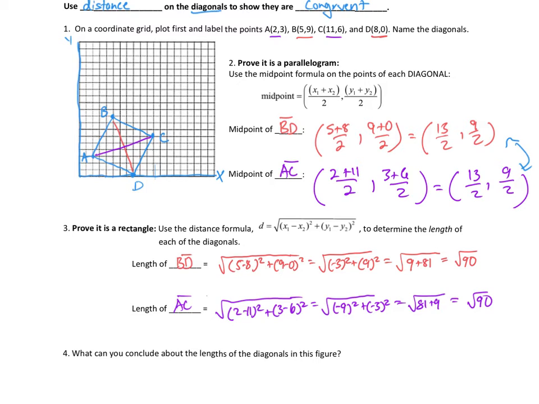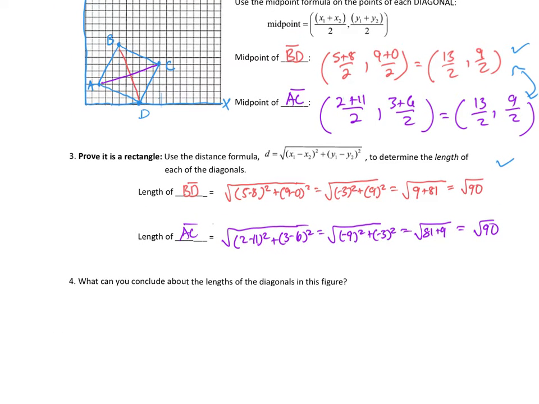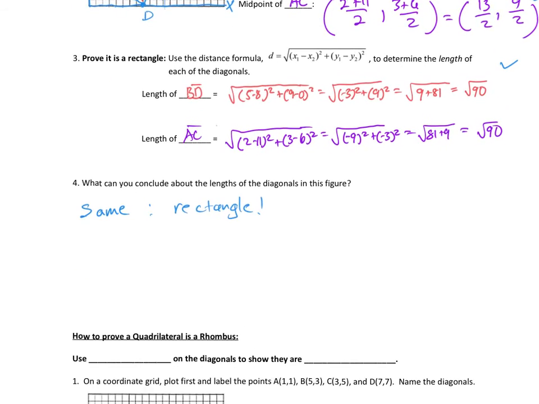These two are the exact same. Here's a check mark. It is a rectangle. What can you conclude about the length of the diagonals in the figure? Well, they are the same. So we have a rectangle for sure.